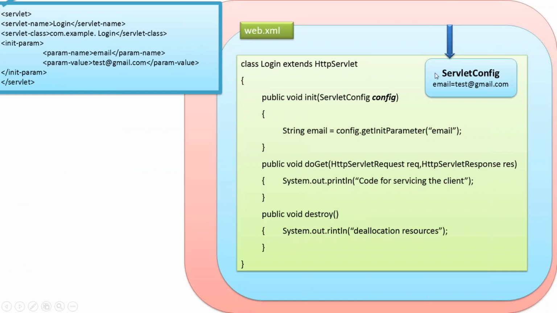So the container, if you see, this ServletConfig object it is creating, and in the container it will read this file. So if there are any initialization parameters, then it will read those parameters and store them in the ServletConfig object.